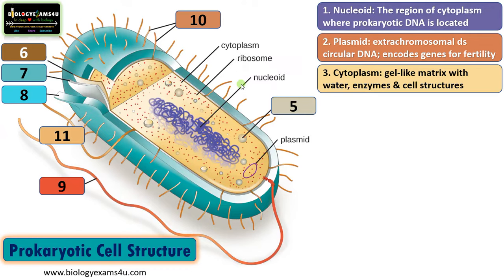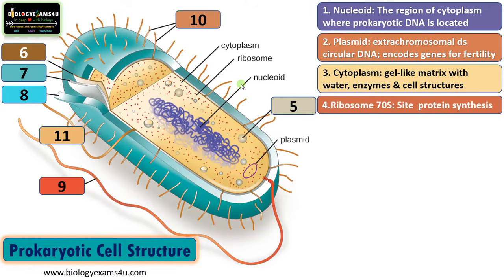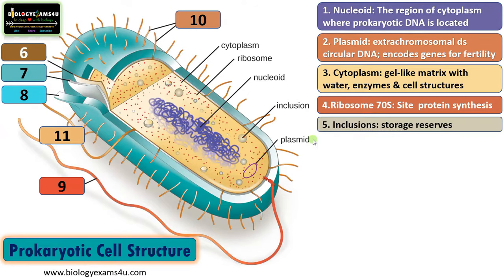The fourth structure is the ribosome. Ribosome, as in eukaryotes, is a site of protein synthesis. In prokaryotes, it is 70S. In prokaryotes, ribosomes, as you see, are freely distributed in the cytoplasm, unlike the attached ribosomes in rough endoplasmic reticulum of eukaryotes. Then inclusions. Inclusions are actually cytoplasmic aggregates that store proteins, carbohydrates, etc. There are many cell inclusions in prokaryotic cells.